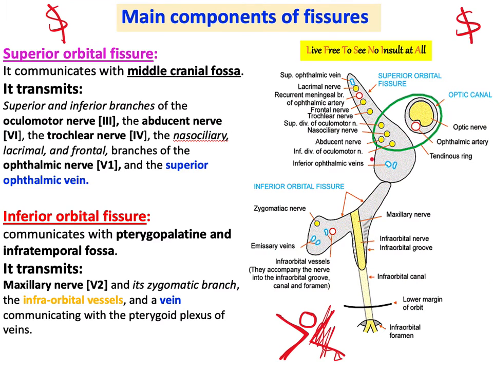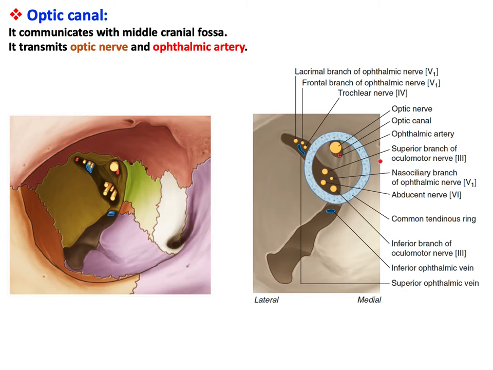Now, what is this green color? This is the common tendinous ring. Common tendinous ring. What's the function of it? We'll talk about it later in this lecture. But for now, I would like to show you where it is. Here is the common tendinous ring. It's the location of origin of the muscles of the eye, right? We'll talk about that also.